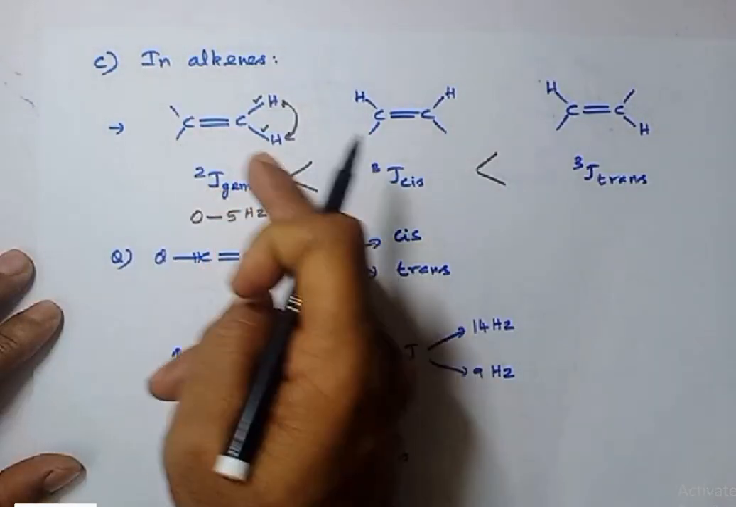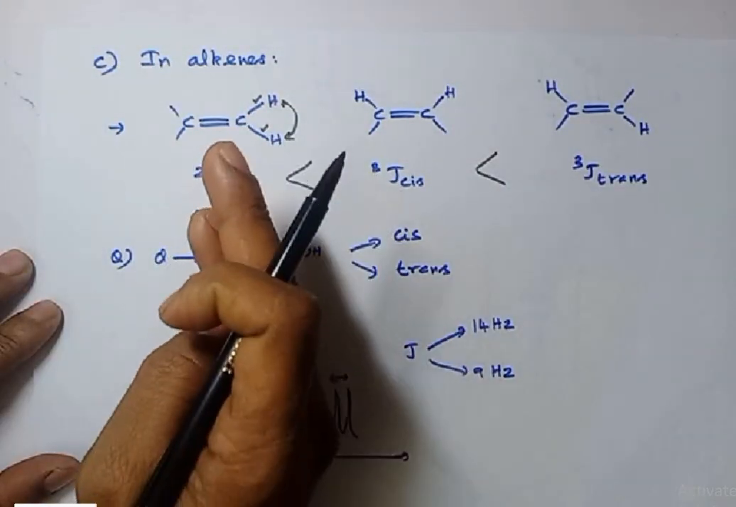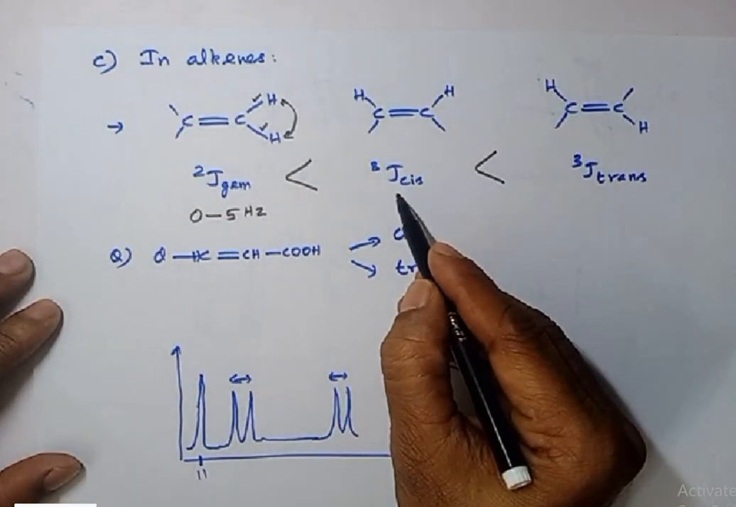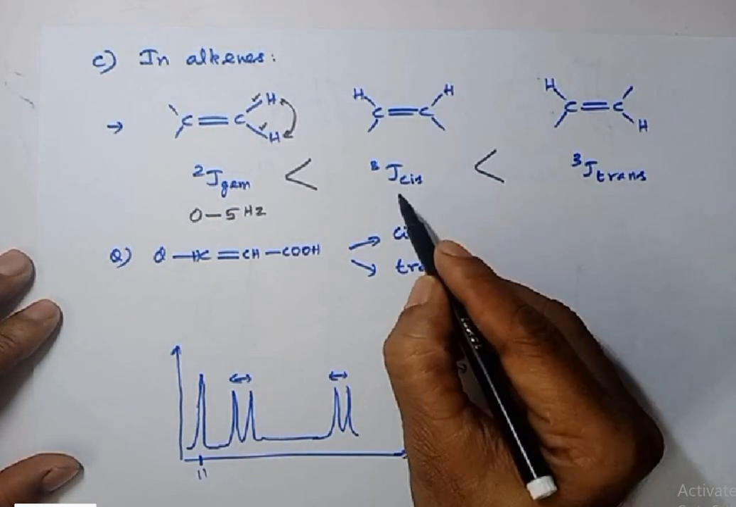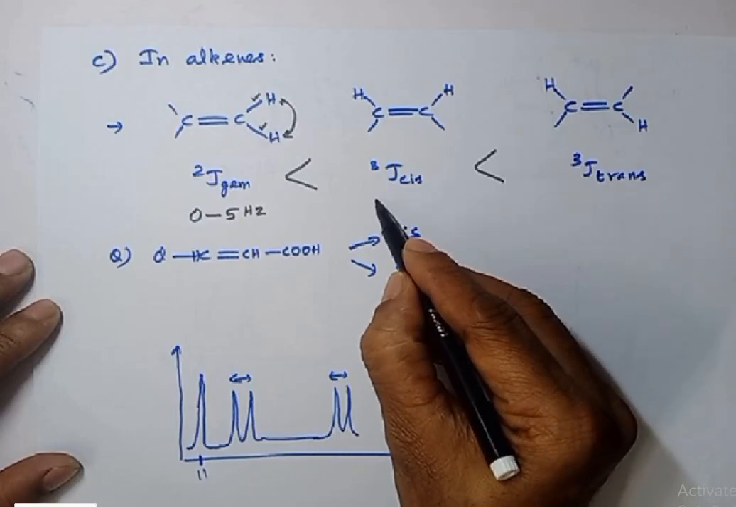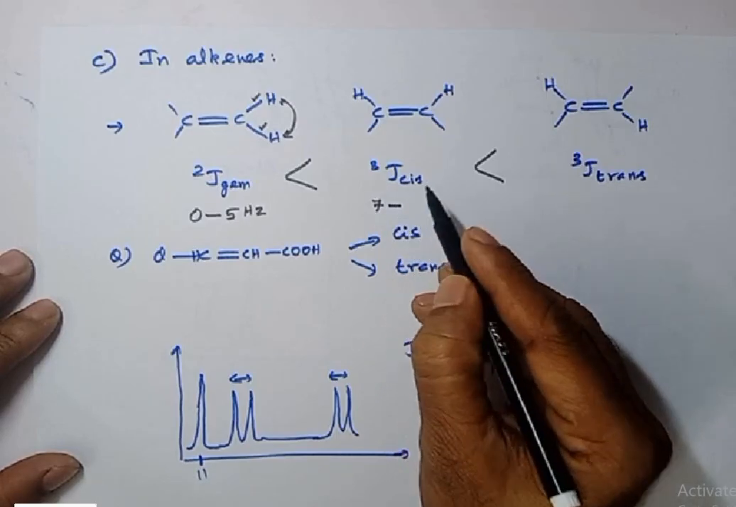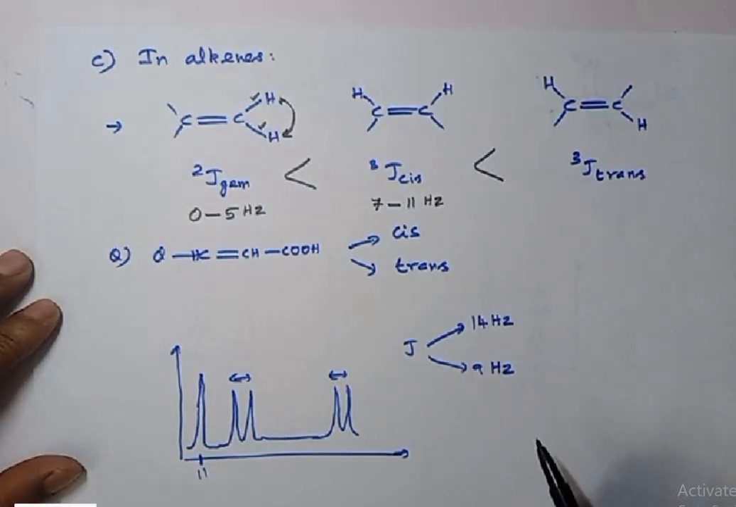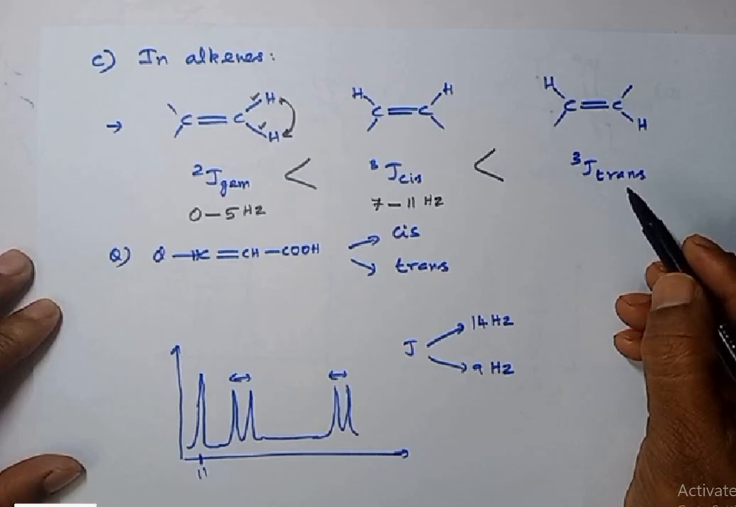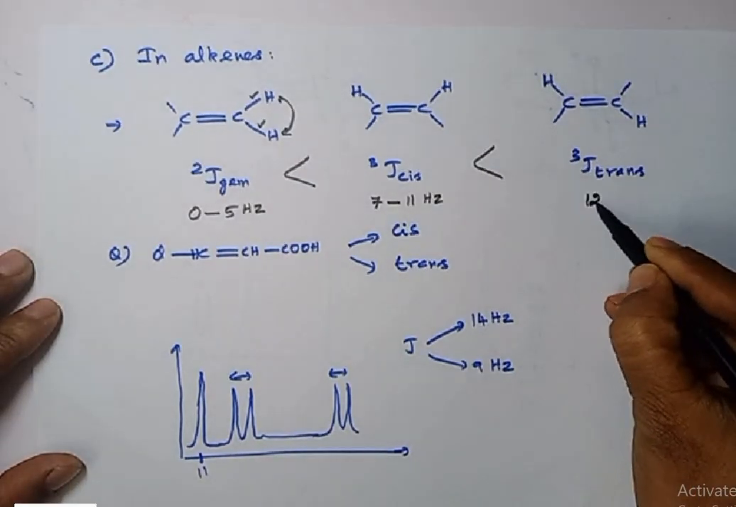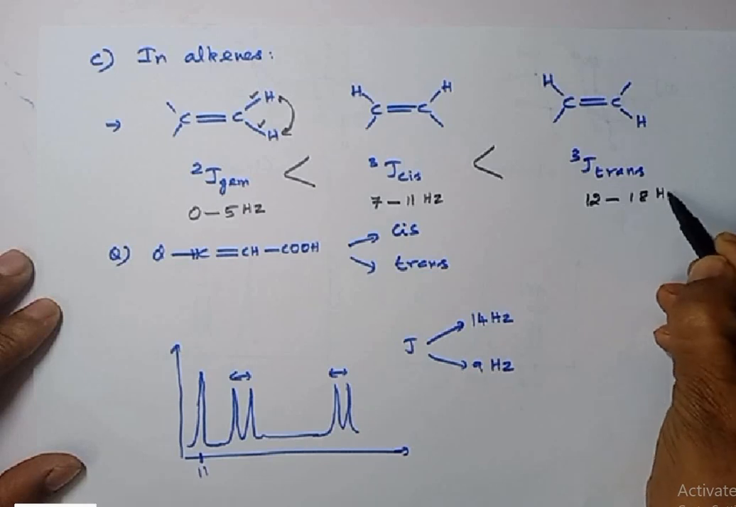For geminal coupling, the value of the coupling constant should be close to 2 or 3 Hertz. Then the cis coupling constant is from 7 to 11 Hertz. And for trans coupling, the coupling constant is somewhat high. It goes from 12 to 18 Hertz.